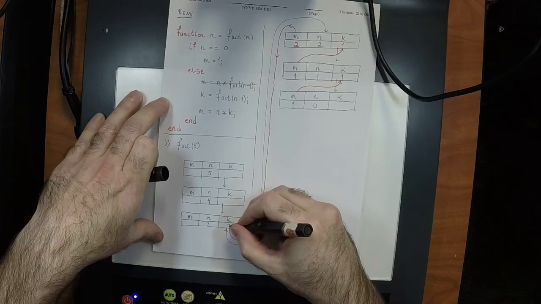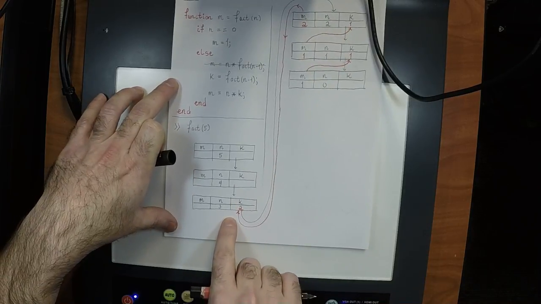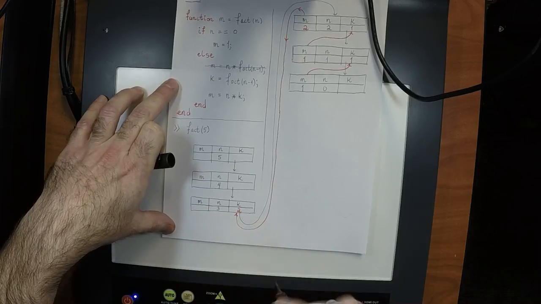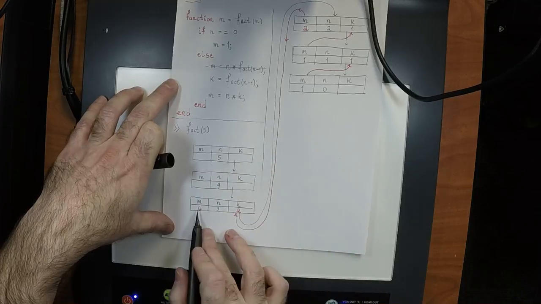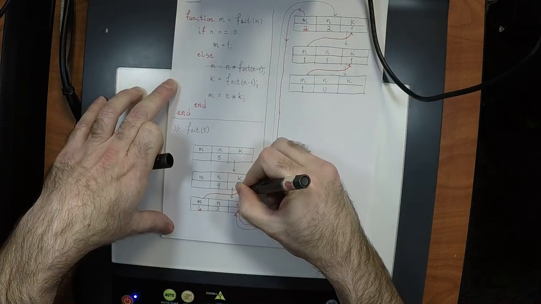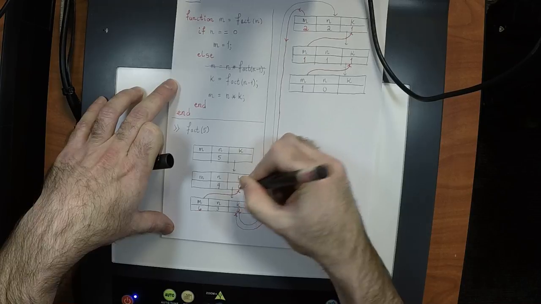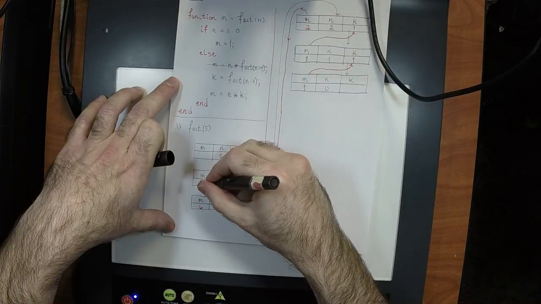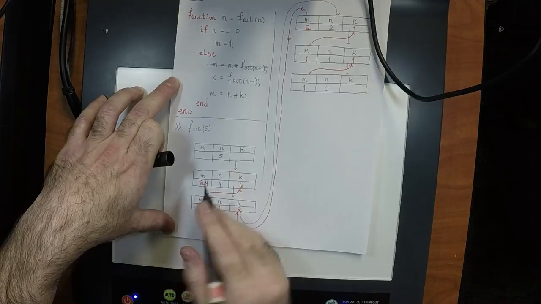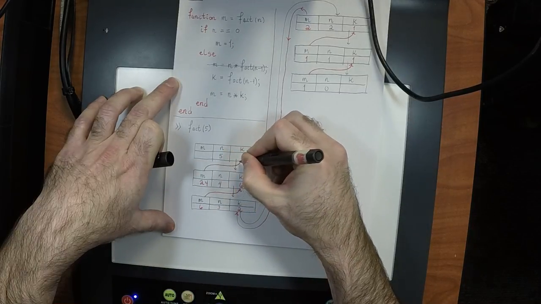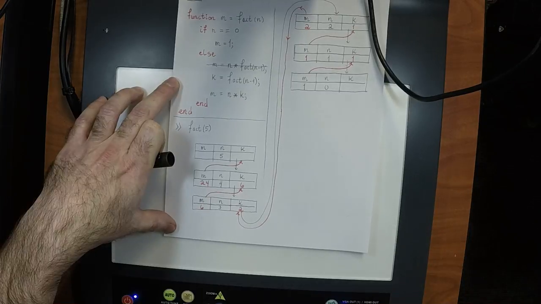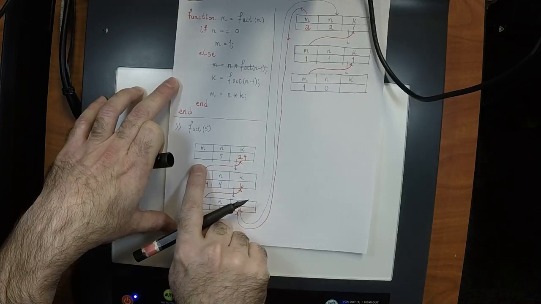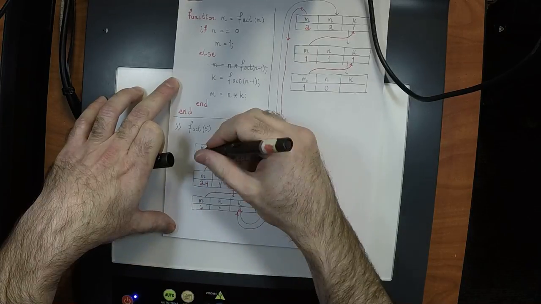And that was 2. And that's good because now I can compute this value of M. It's the product of N and K, which is 6. This value of M is copied to the previous workspace's slot for K. This value of M is the product of these two, which is 24. This value of M is now copied to the previous workspace as 24. This value of M can now be computed as the product of N and K, which is 120.